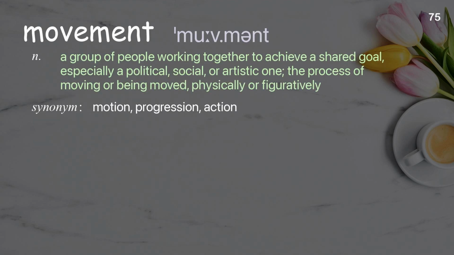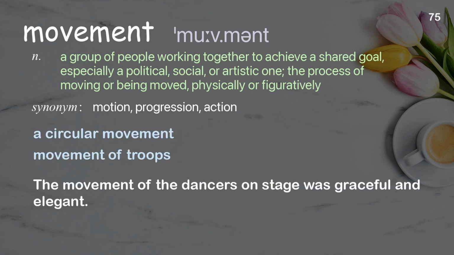Movement. A group of people working together to achieve a shared goal, especially a political, social, or artistic one; the process of moving or being moved, physically or figuratively. Examples: a circular movement, movement of troops. The movement of the dancers on stage was graceful and elegant.